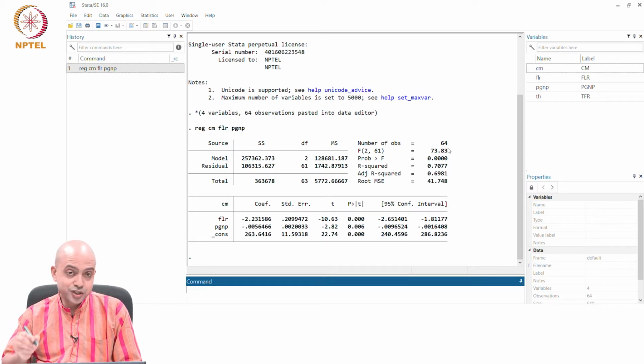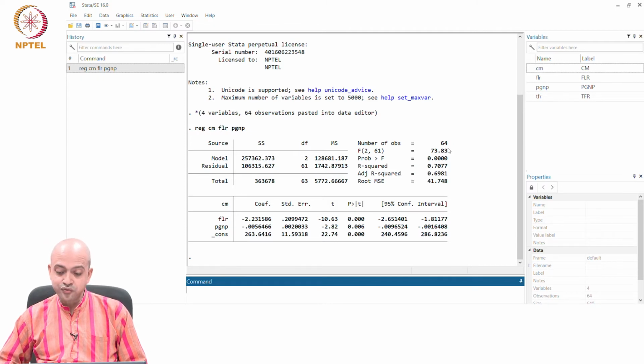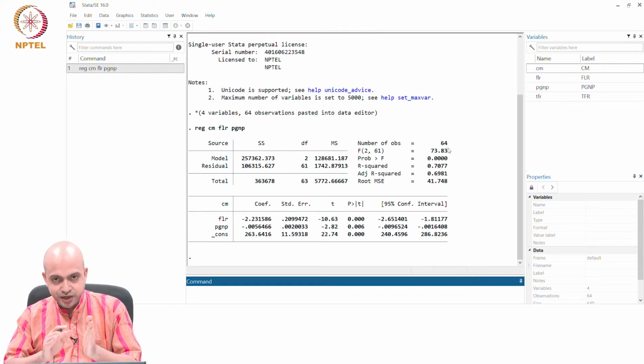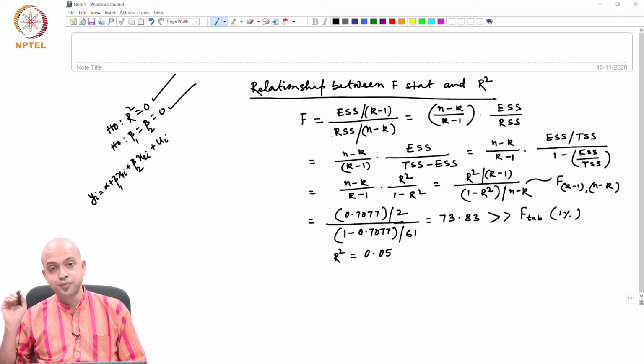So, as long as your F statistic is significant and your model is overall significant, you will understand that R square is also significant. That means even though the R square value turns out to be low mathematically, by looking at the F statistic and its significance, you can claim that your R square is statistically significant. That is what you can do by deriving the relationship between F and R square, which you should keep in mind.